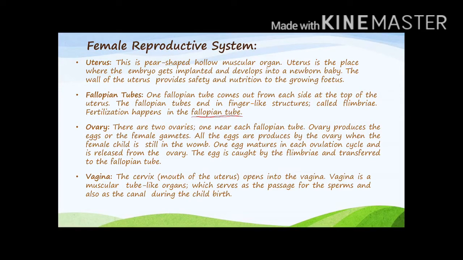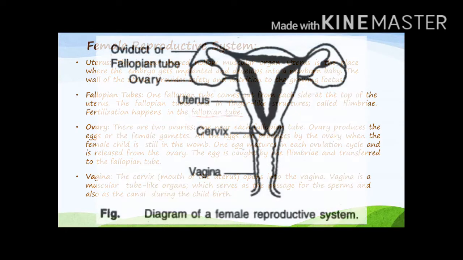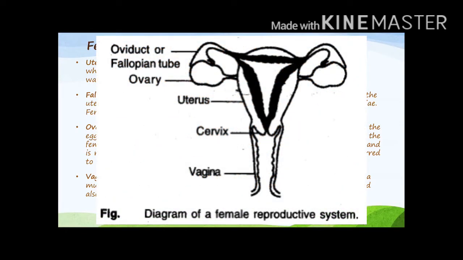Next it is ovary. There are two ovaries, one near each fallopian tube. Ovary produces the eggs or the female gametes. All the eggs are produced by the ovary when the female child is still in the womb. One egg matures in each ovulation cycle and is released from the ovary. The egg is caught by the fallopian tube and transferred to the fallopian tube. And more about this you will study in class 12th also, in detail about all these processes and the structure of the female reproductive system.